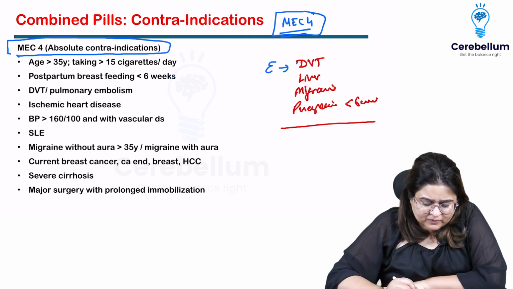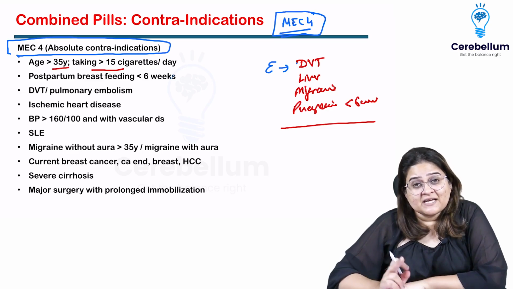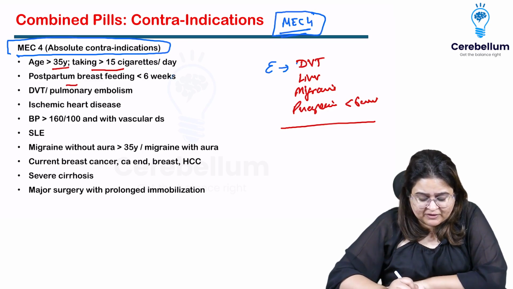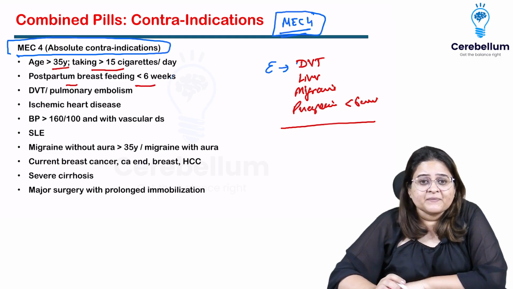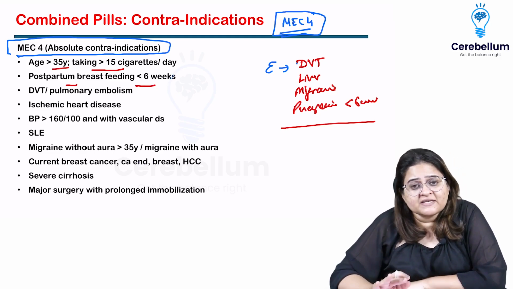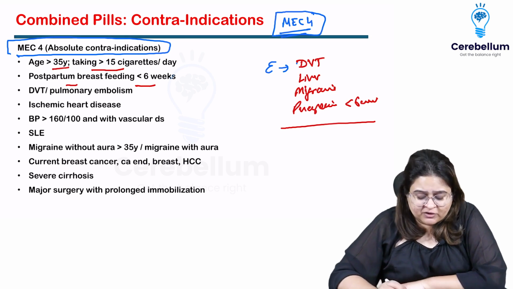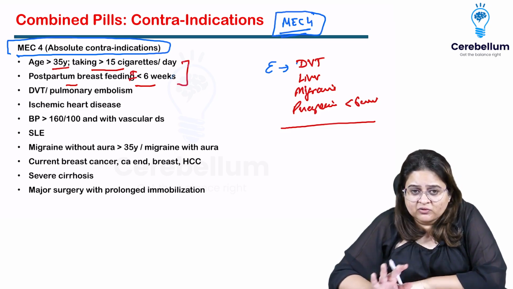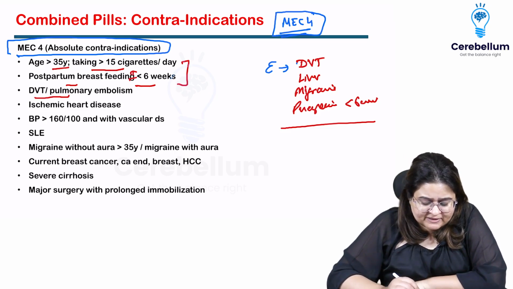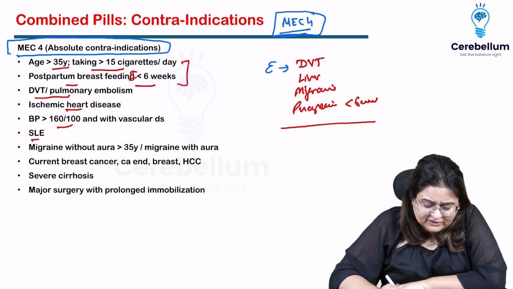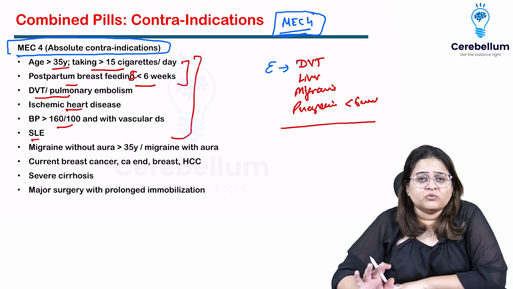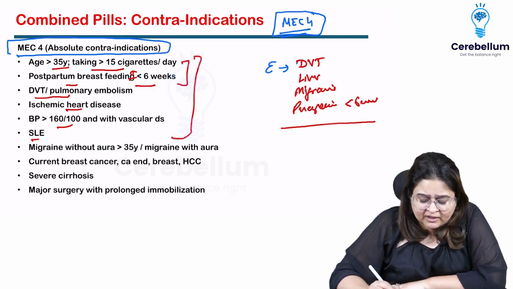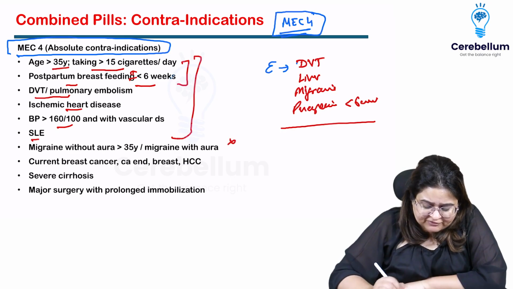So look at the first one. If she is more than 35, taking more than 15 cigarettes per day, she is at risk of DVT. Similarly, postpartum breastfeeding less than 6 weeks. Again, postpartum non-breastfeeding also less than 6 weeks, you will not give because of the higher risk of DVT. So, breastfeeding or not, less than 6 weeks, you're not going to give. Whether she has DVT, pulmonary embolism, ischemic heart disease, high blood pressure, SLE, all these increase the risk of her having a thromboembolism, so you're not going to give. Migraine, you're not going to give.